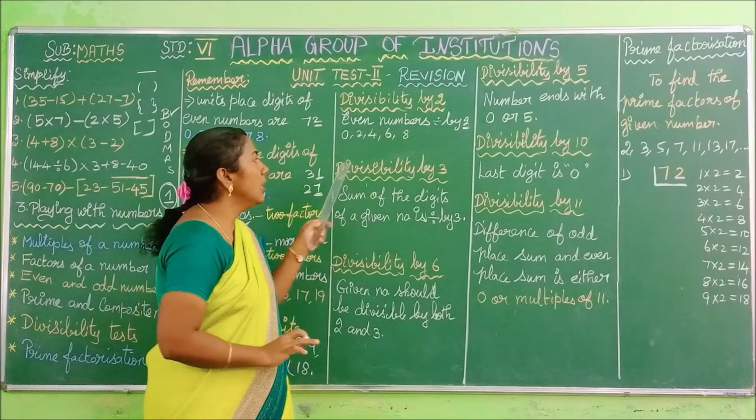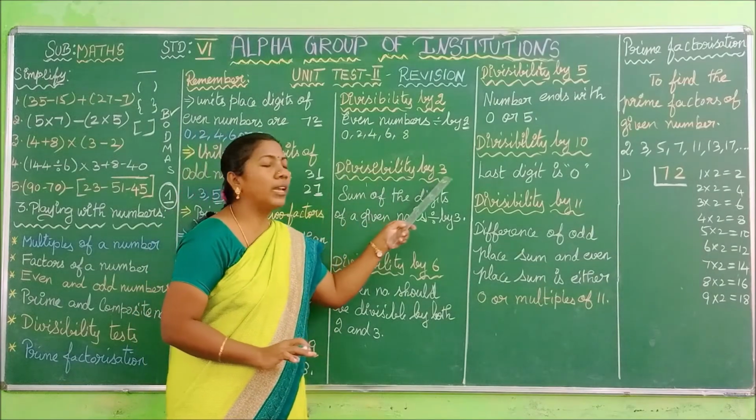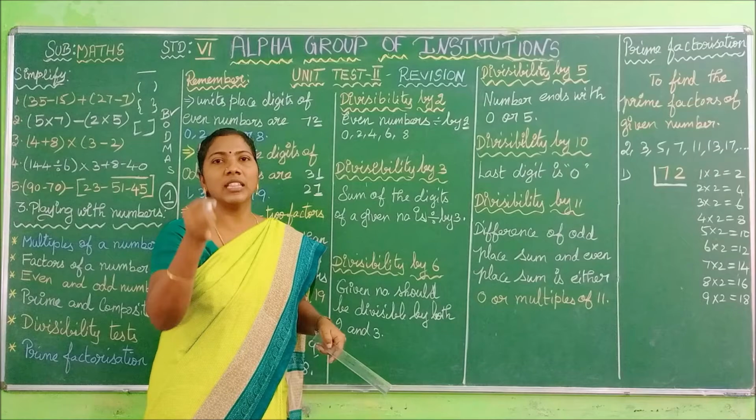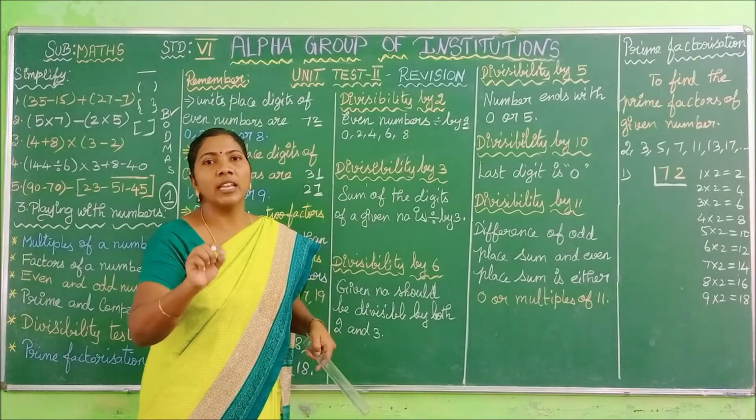Do you understand? Next we are going to see divisibility by 3. How can you check whether the given number is divisible by 3 or not?